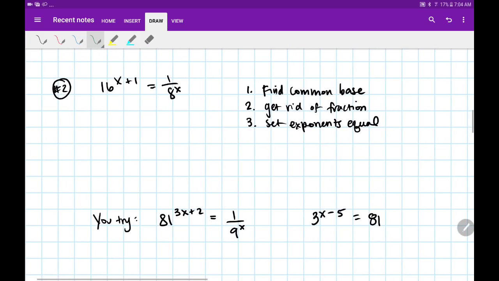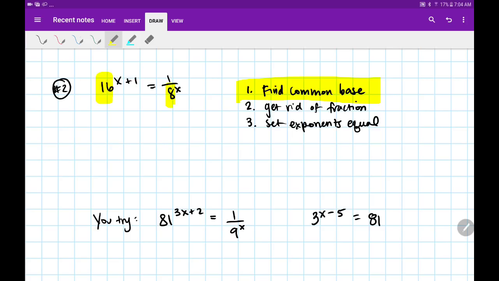All right, next question we're going to practice: solving for x in an exponential equation. So I have the steps written out over here on the right. Step 1, find a common base. So look at the numbers you're dealt with on the left and on the right.